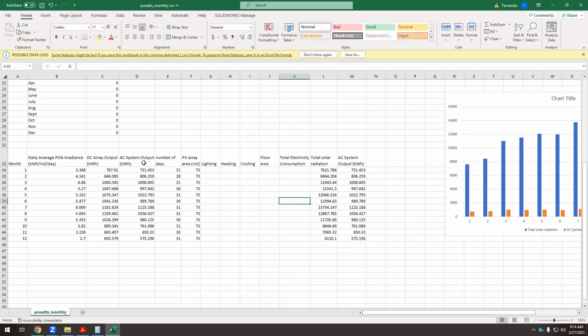Okay, be careful because here we have different areas. That's the PV array area, it was 73, but the floor area of the building was, let's say, 80 square meters. And it's 80 for all months. But now we have lighting, heating, and cooling.